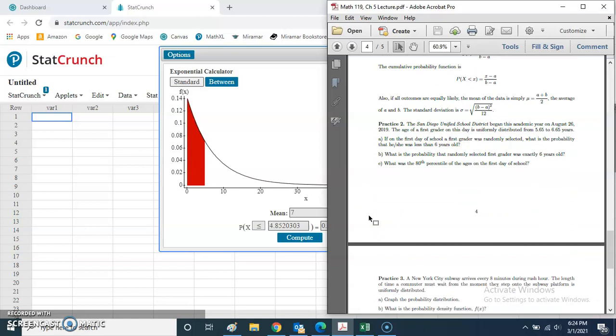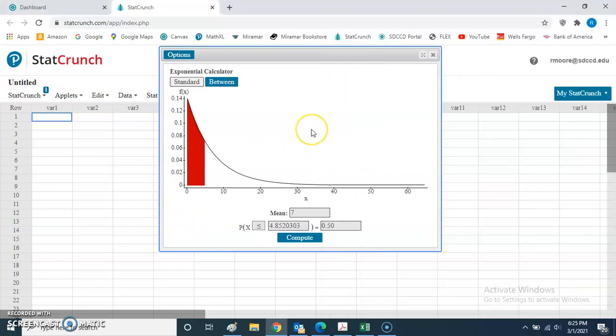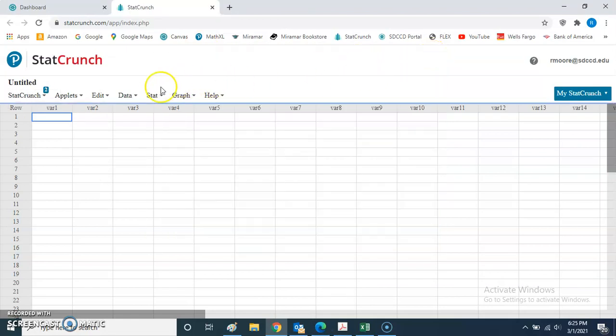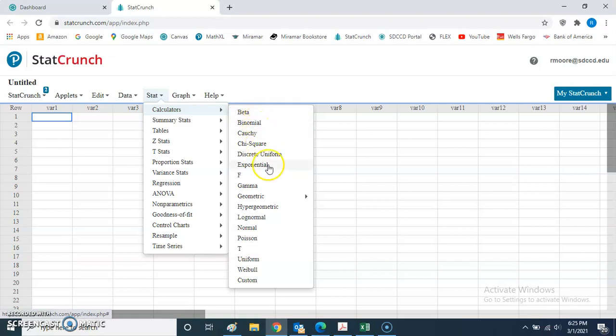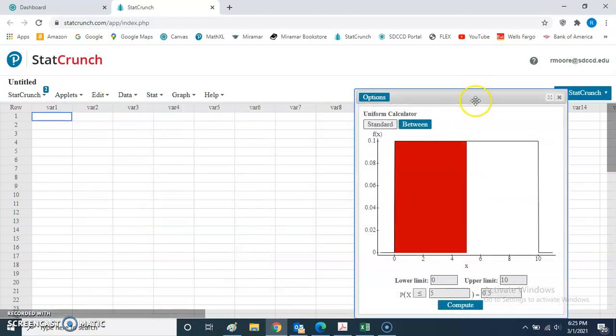We had kids starting first grade, and it said the age of a first grader on the first day of school is between 5.65 and 6.65. On the first day of school, what's the probability that he or she was less than 6 years old? Hadn't had their 6th birthday yet. Okay, so we obviously don't want the exponential calculator anymore. Get rid of that. We want to go over to the uniform calculator. Now be careful. Pick this calculator down here, not the discrete, right? We're dealing with continuous, so that's our continuous uniform calculator there.